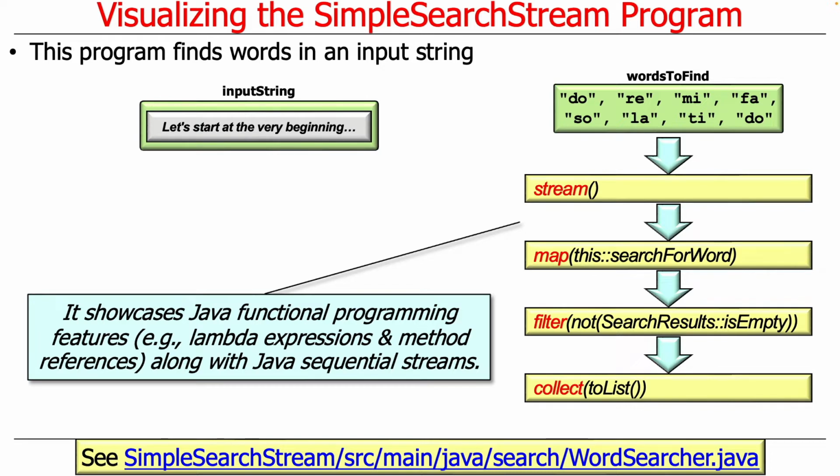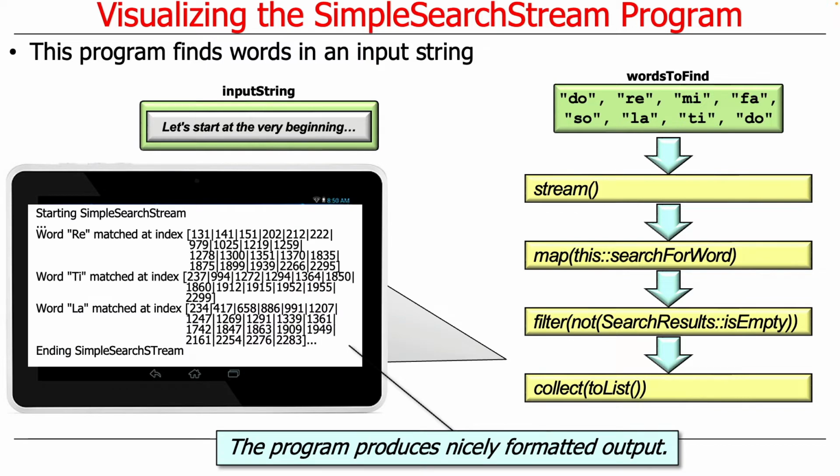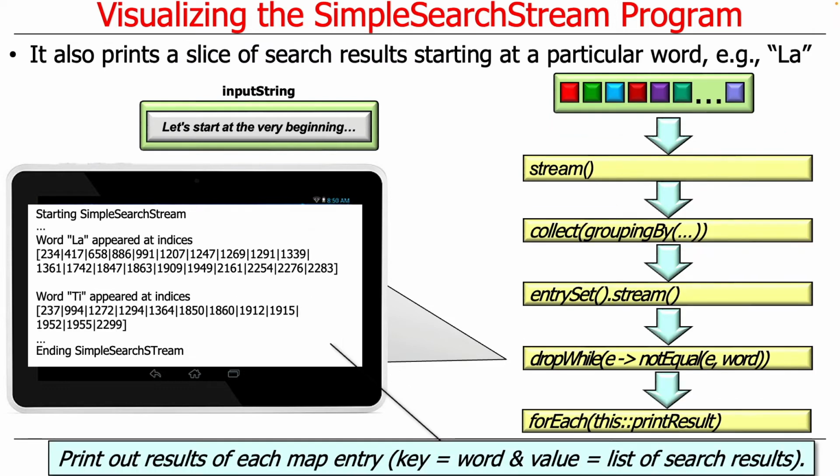And this will demonstrate a bunch of Java functional programming features like lambda expressions and method references, as well as some of the Java sequential streams operations, such as the map, filter, and collect operations, which are all examples of aggregate operations. And the output of this program is a nicely formatted display of all the places that each of the search words matched at the corresponding indices within the input string. So that's what it looks like if you actually run the program.